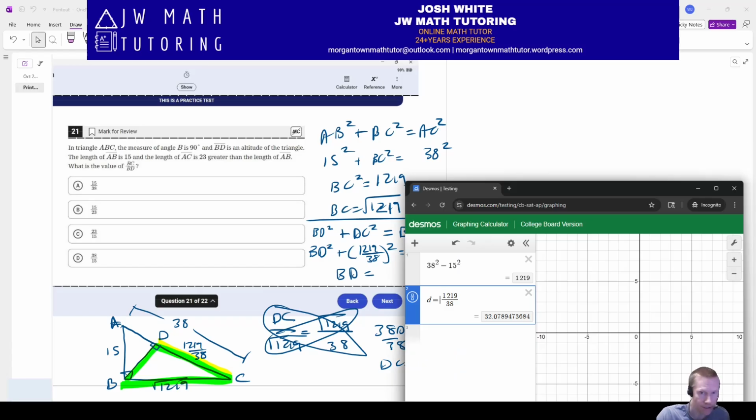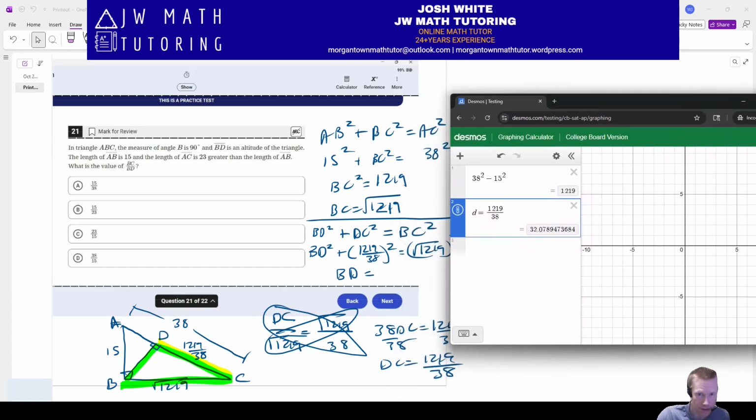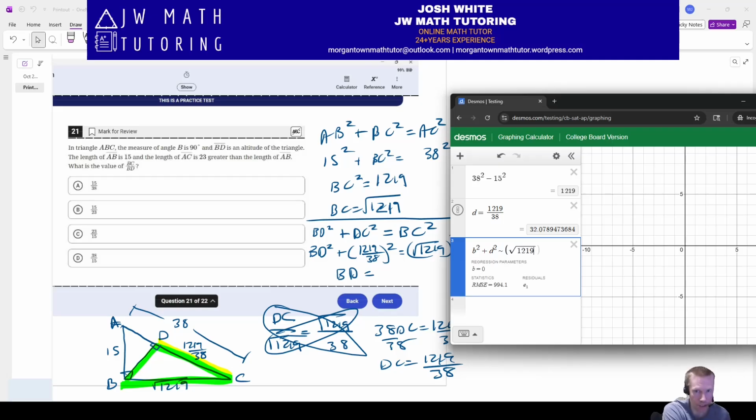So the way I would do that is, we can't really see it because it's getting covered up, the root 1219 there. So let's just call this B. All right, so this is B squared plus D squared. Again, DC is the 1219 over 38. I already defined that as D in the previous step. And then we can use regression, and then we have the square root of 1219 squared, or you technically could just type 1219 because the square root and the squared cancel out, however you want to do it.